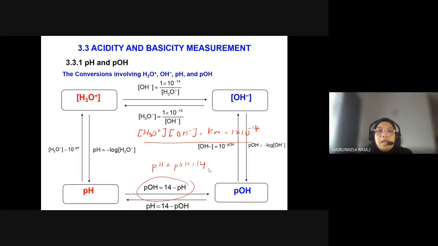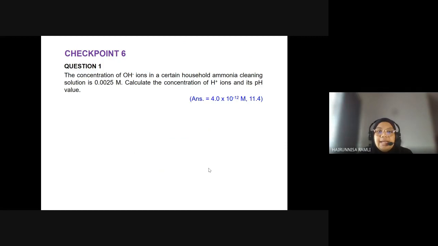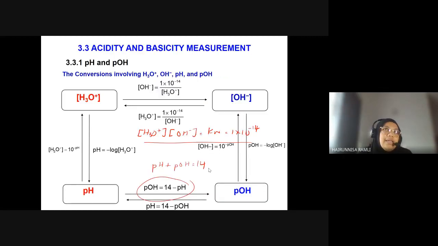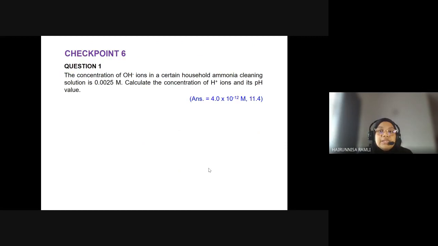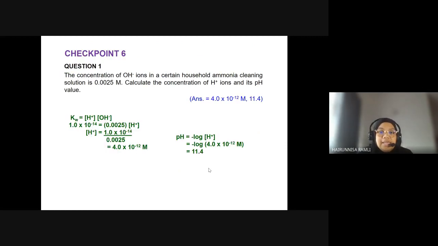So apa yang you belajar last week basically adalah mainly only introduction, pengenalan on pH and pOH for 3.3.1, and then the calculation pun just very basic calculation lah. Ini pun kita dah pergi.